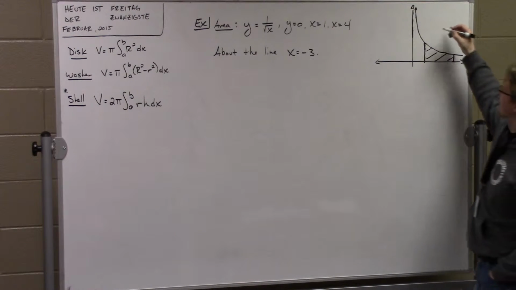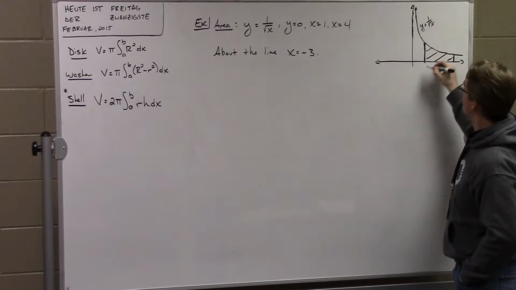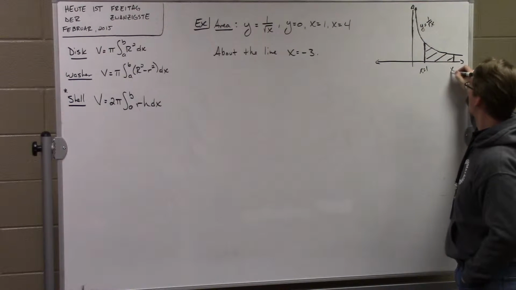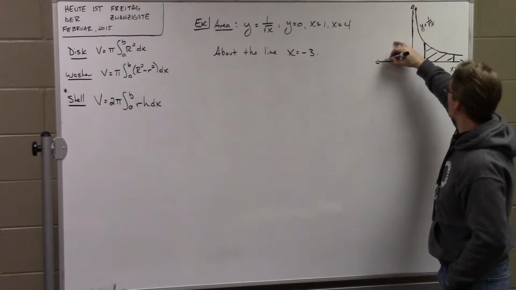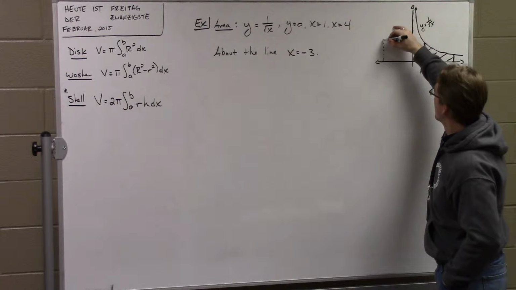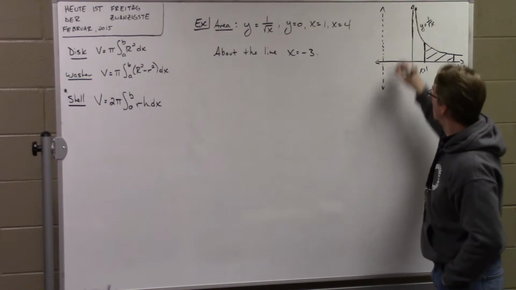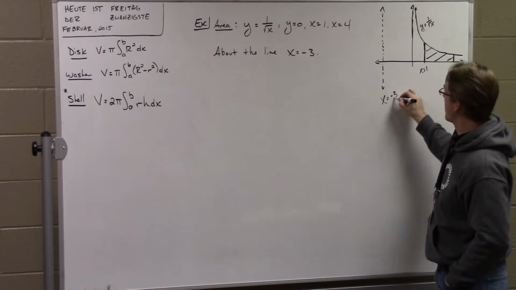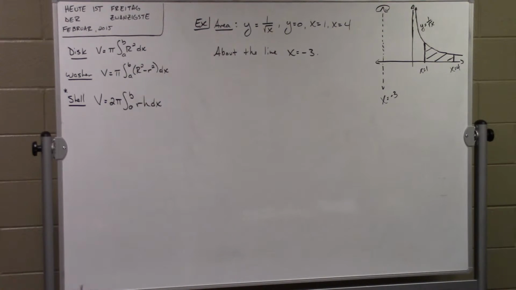Alright, so there is y equals 1 over the root of x, x equals 1, x equals 4. And now we're going around this line right here, x equals -3. Again, I always like to draw it in and put the arrow with the loop to say this is what axis you're going around. They don't care about that on the AP, but for your sake, to let you know which axis you're going around, it's kind of neat.